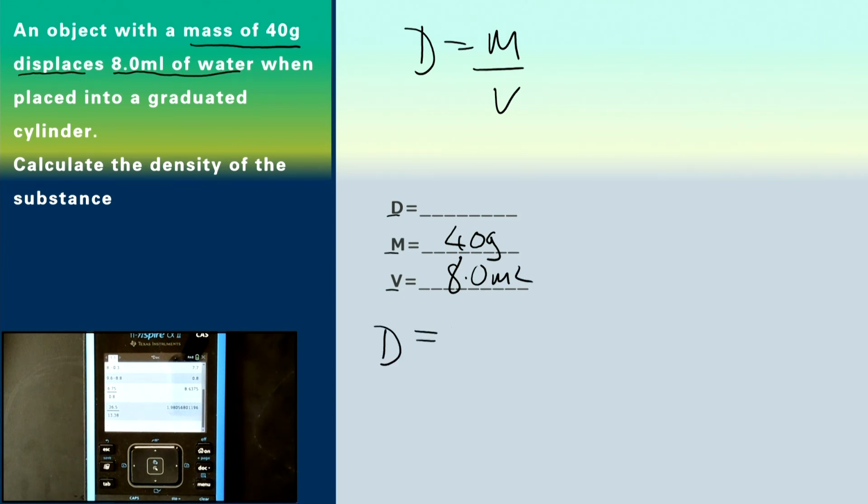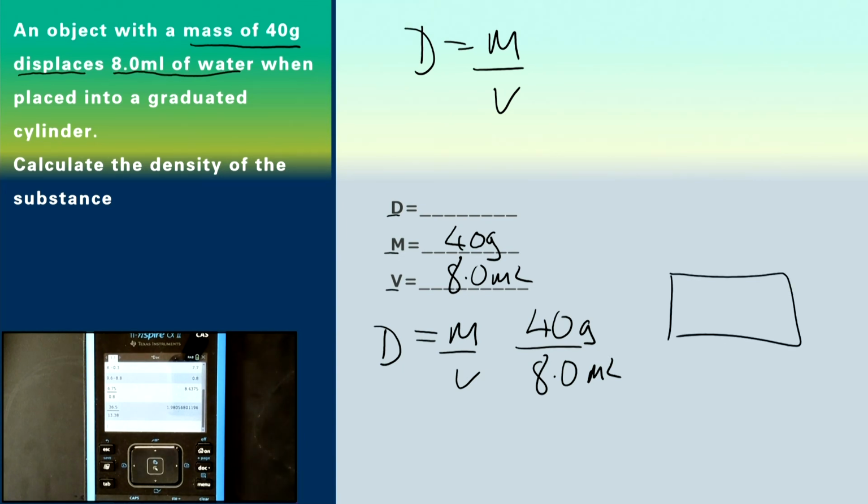Again, my formula density is equal to mass over volume. So 40 divided by 8.0 grams over milliliters. Well, 40 divided by 8 is 5. Don't need to do that in the calculator. Now, in terms of my significant figures, 40 doesn't have a decimal point. So 40 only has one significant figure. So I need to have one sig fig in my answer. So I'll just write down 5, and my unit is grams per milliliter.